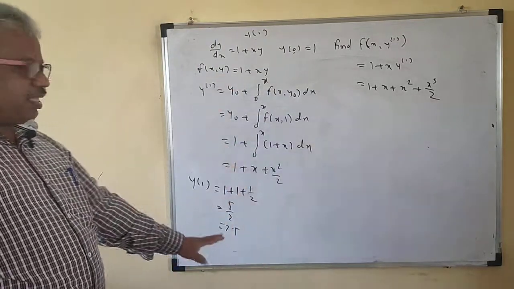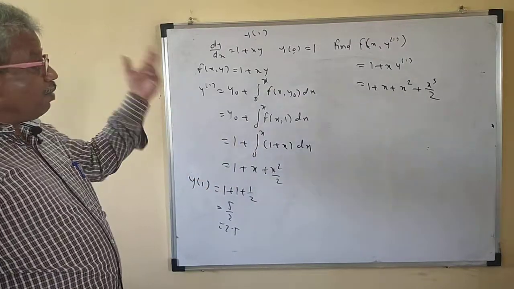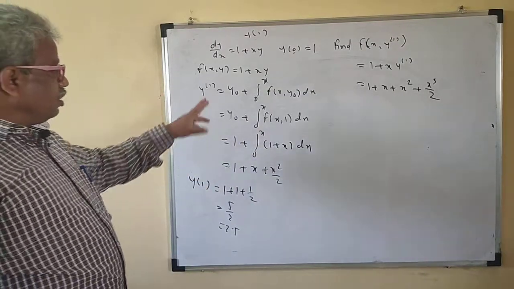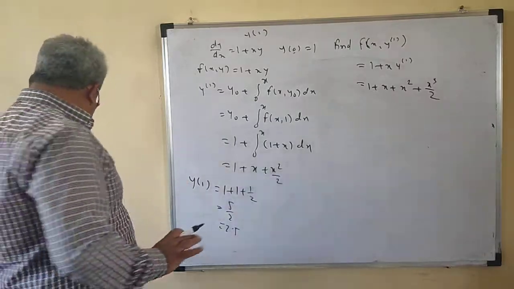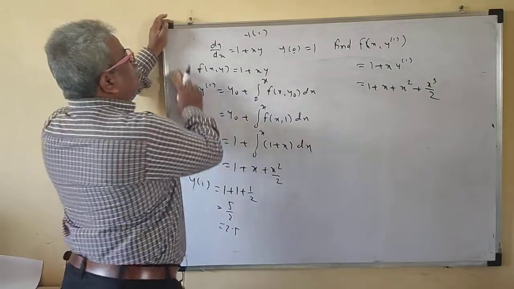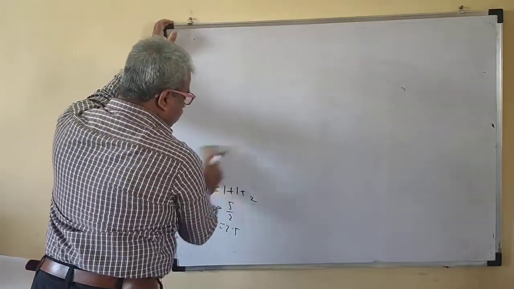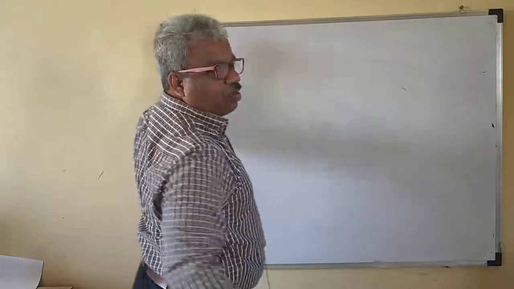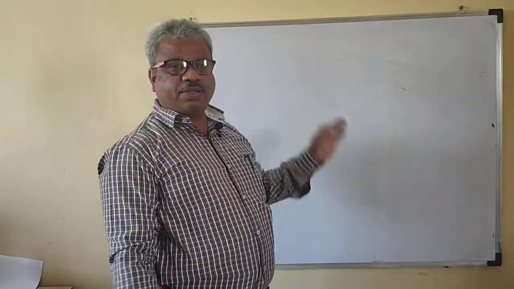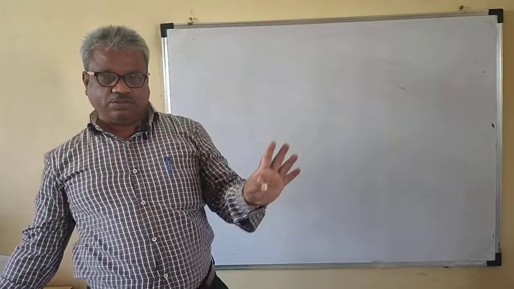Very simple thing. So you just try for y2 also. For practice, do y2 also. So that means just find y1 and y2 here. And if the question says using the first approximation, then only find y1. Don't find y2.